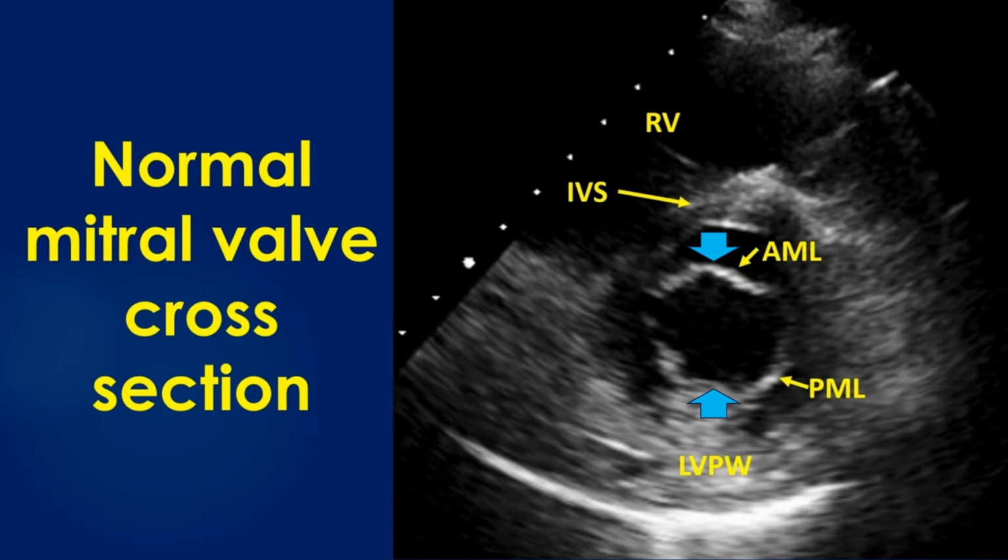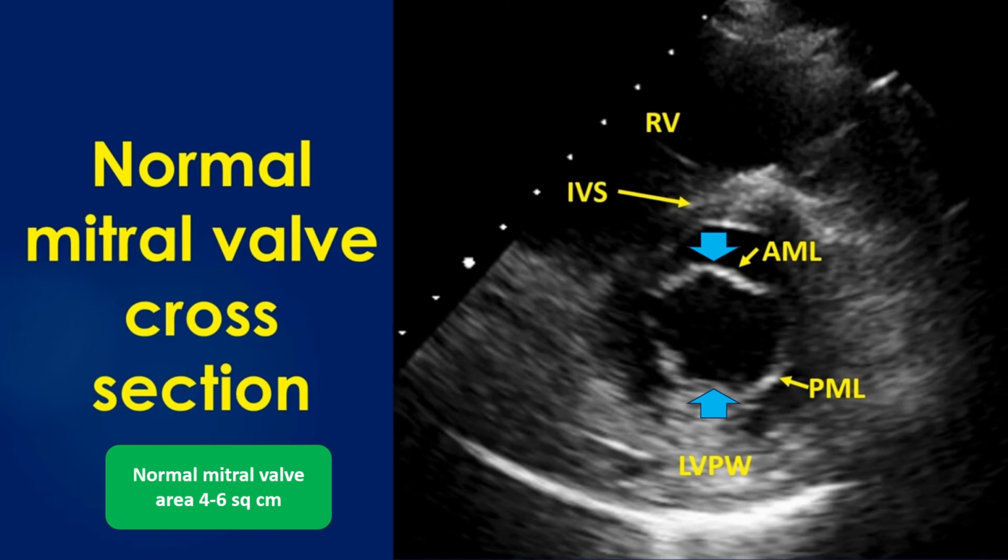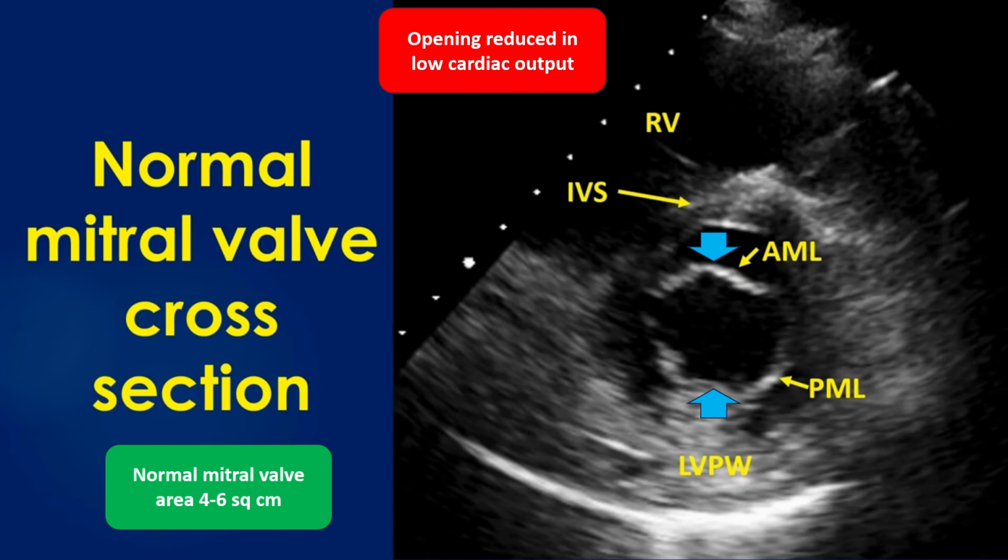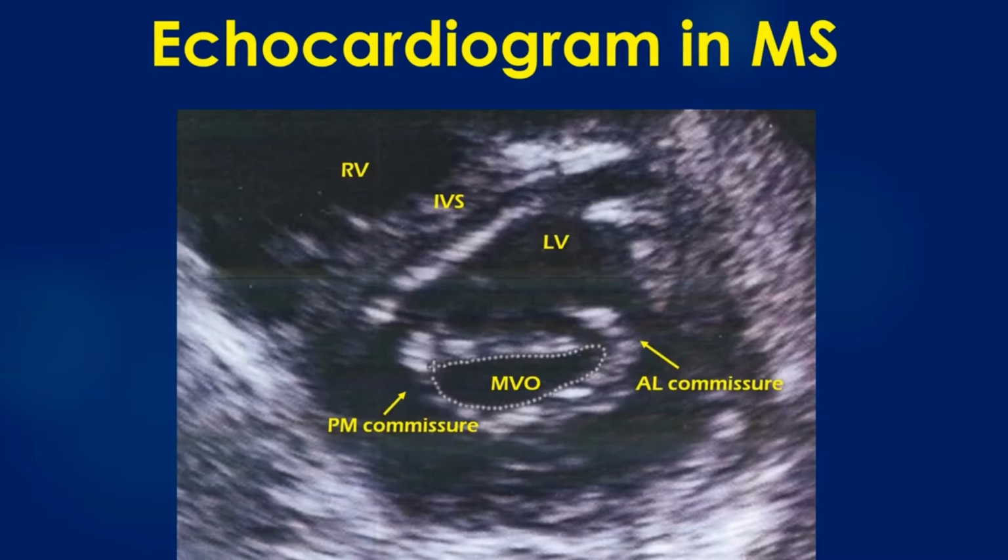The leaflets of normal mitral valve are thin, pliable, non-calcified and open well in diastole with valve area of 4 to 6 square centimeter. Opening of a normal mitral valve may be reduced in low cardiac output states even without significant mitral stenosis. Echocardiogram in mitral stenosis showing commissural fusion. Parasternal short-axis view showing mitral valve in cross-section and anterolateral and posteromedial commissures. The valve leaflets are thickened and the commissures are fused.